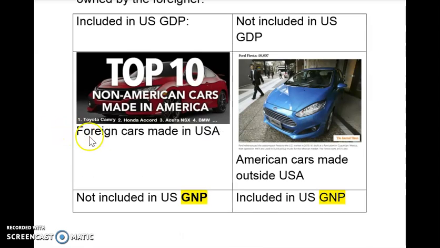For example, the foreign cars made inside the US. We count that into US GDP because it's made in the United States. However, it's a foreign owned car. We don't own it. Therefore, in the US GNP, we don't count the value over here because we don't own it. Okay. And on the other hand, this is an American owned car. Ford, this is a Ford. It is included in US GNP because Americans own it. It's produced outside, so we don't count it in GDP.